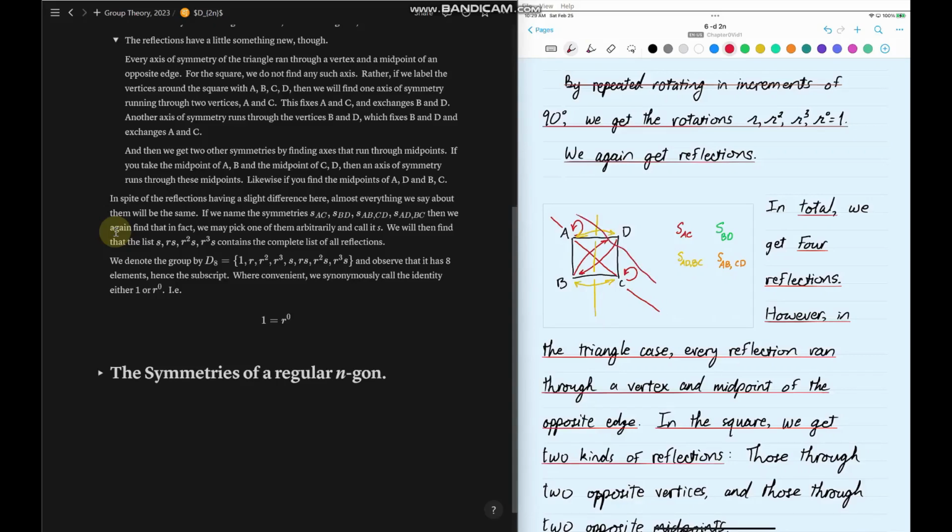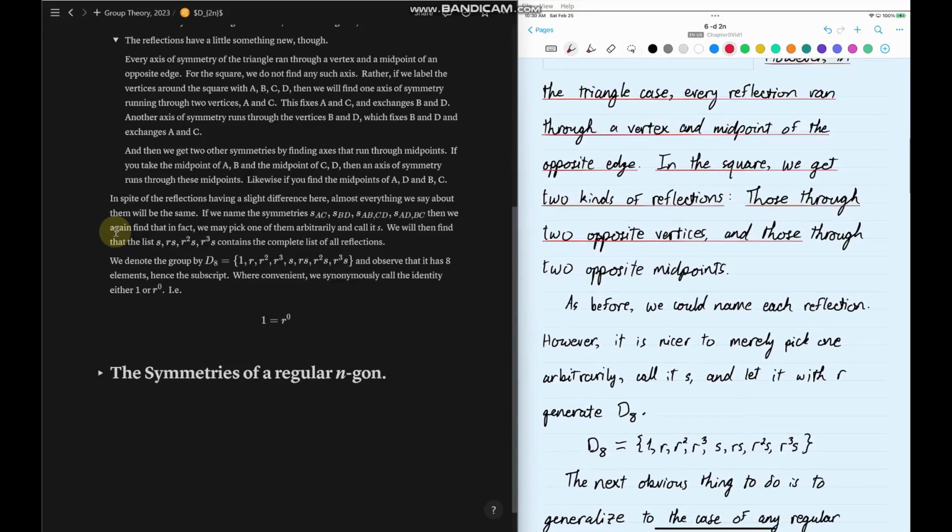So here you can see a reflection with axis of symmetry running through vertices A and C, which leaves A and C fixed and swaps B and D. But also here you can see an axis of symmetry running through the midpoint of AD and the midpoint of BC, which swaps A and D and also swaps B and C. So those through 2 opposite vertices and those through 2 opposite midpoints.